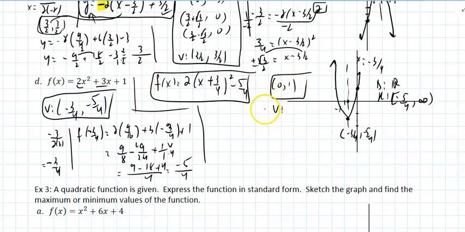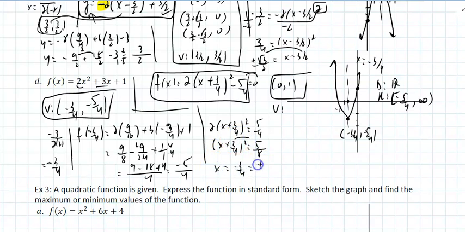And I want to know where this equals 0. That's the most work. Set this equal to 0. So if I have 2 into x plus 3/4 squared equal 5/4 multiplied by 1/2, square root both sides and move the 3/4 over, and there it is.